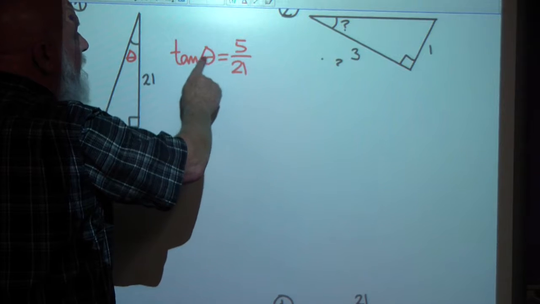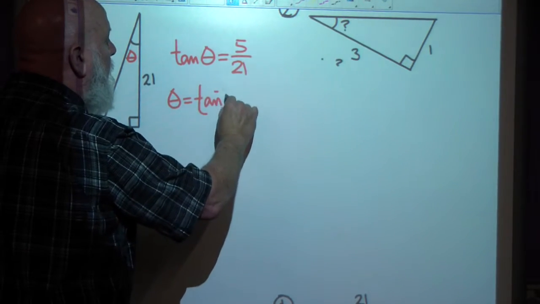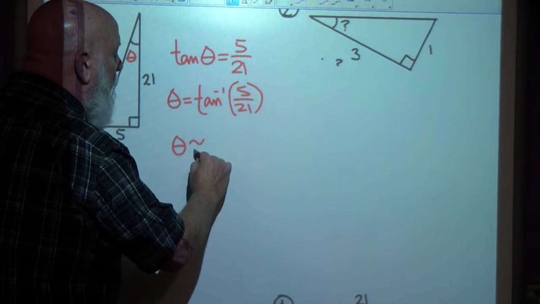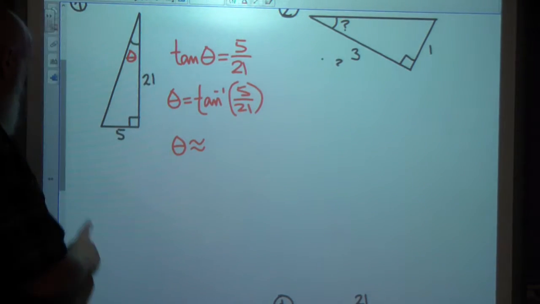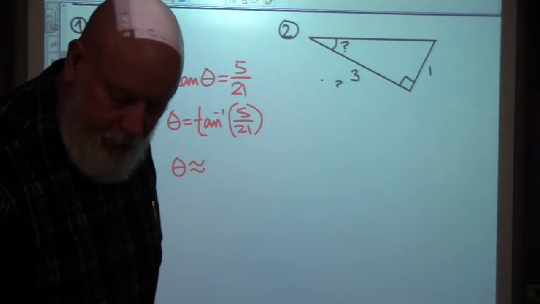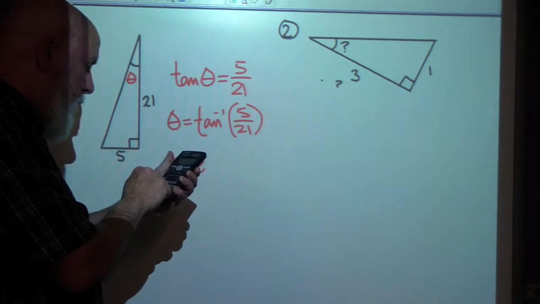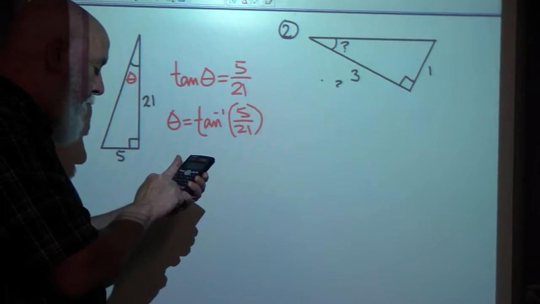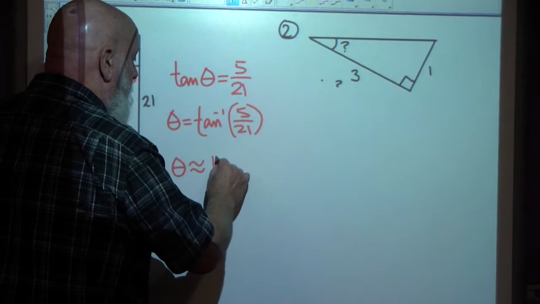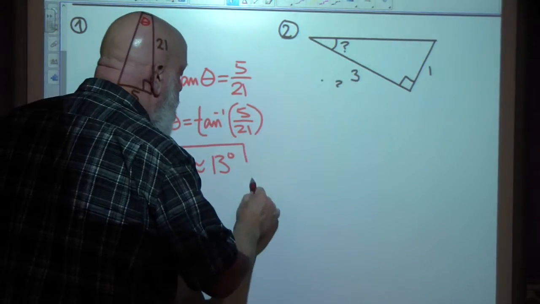And then I'm going to think, well, if tangent of theta is 5 over 21, then theta is the inverse tangent of 5 over 21. And then we just evaluate that with our calculator, indicate that we're going to do an approximation, and we're going to round to the nearest degree because that's what we're asked to do. So we're going to take our calculator and find inverse tangent of 5 over 21 equals, I've got about 13 degrees. 13.39 or so. It said round to the nearest degree, so here we are.